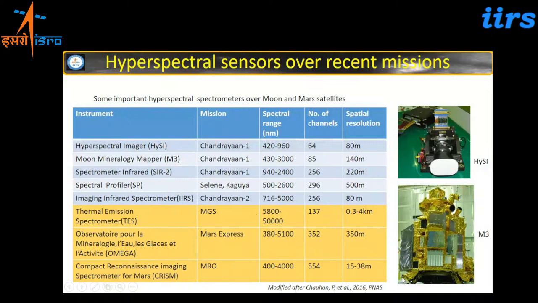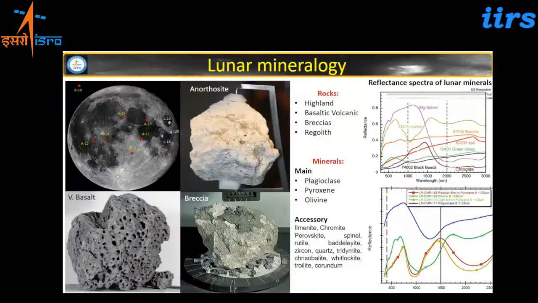With the development of these hyperspectral remote sensors and imaging spectrometers, it is now possible to detect and quantify the compositional variation on planetary surfaces. In the context of planetary geology, these sensors are very useful for accurate identification of mineralogy from regions of interest. Now let me brief about the mineralogy of Moon and Mars.